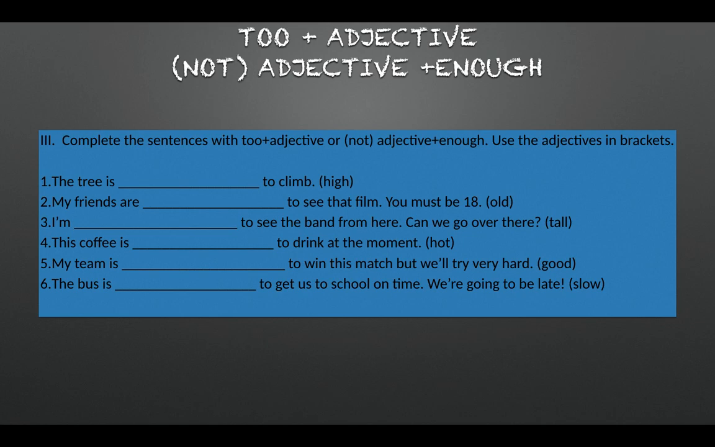So the first example says, the tree is, ¿qué es un tree? Es un árbol. The tree is to climb. ¿Alguien sabe qué significa climb? Climb, for example, you can climb a mountain. Puedes trepar una montaña. Okay, so the tree is, and we have the adjective high, to climb, para trepar. We have two options. The tree is not high enough, or the tree is too high to climb. And the answer is, the tree is too high to climb.